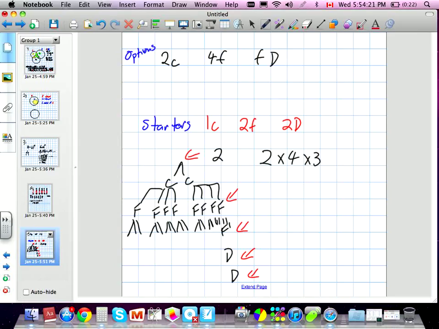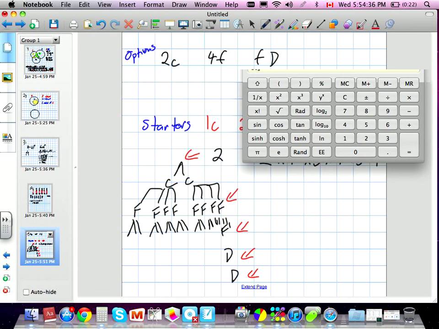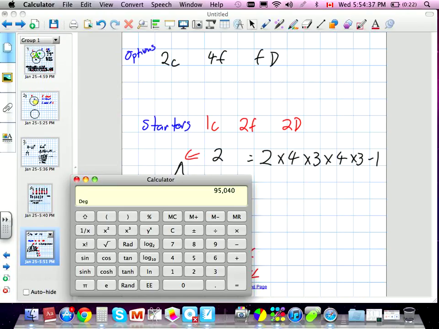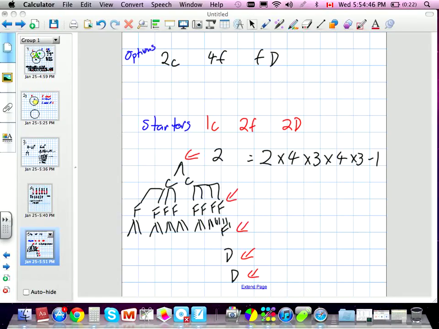And then, in terms of double counting, we subtract our 1. So in our calculator here, his options are 2 by 4 by 3 by 4 by 3. Subtract 1. So 288, subtract the 1, 287 options in terms of how many different ways he can put his team out onto the field.